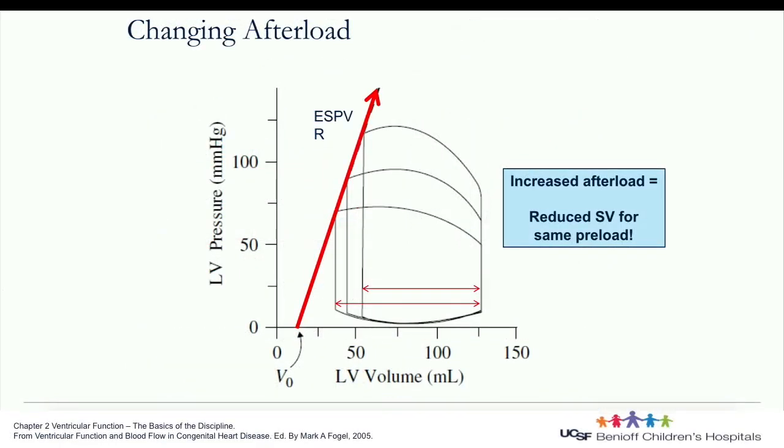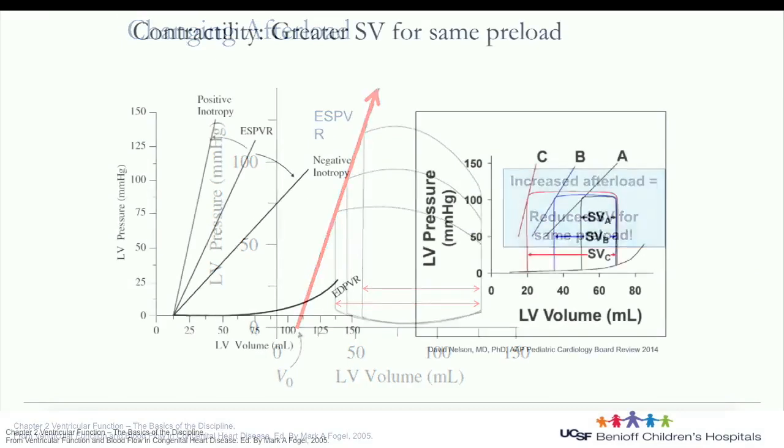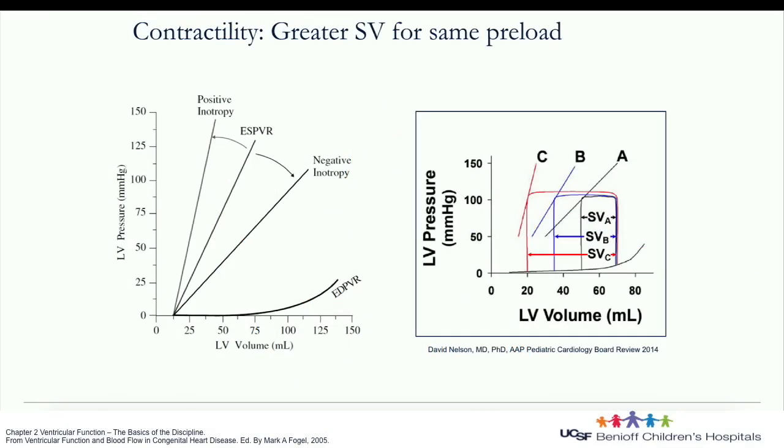Finally, when interpreting these curves, remember that changes in afterload are represented by moving up and down along a given ESPVR curve. So higher afterload will translate into lower stroke volume for the same preload. Whereas changes in contractility are actually changes in the slope of the line. So as we see clinically, increasing contractility, increasing the slope, will yield a larger stroke volume for a given preload.